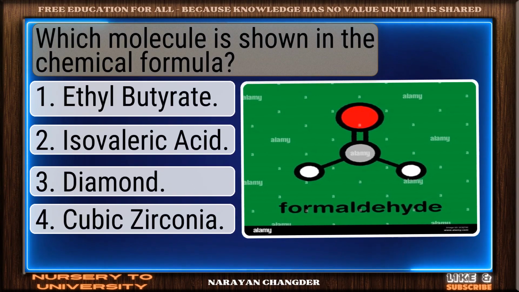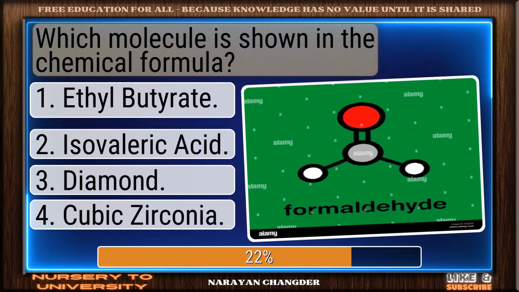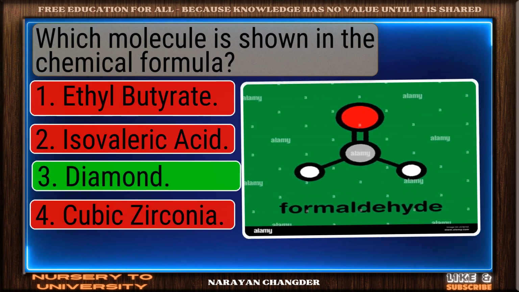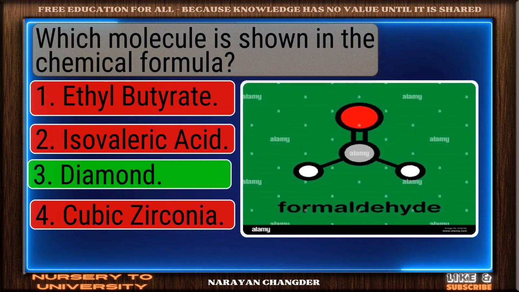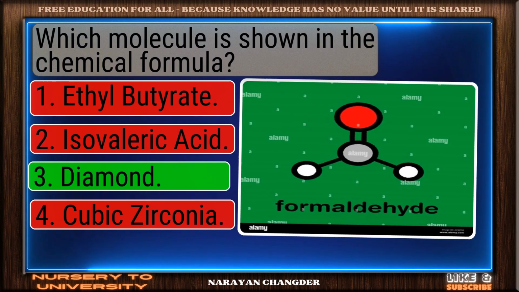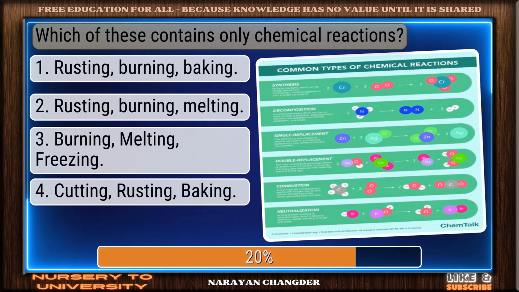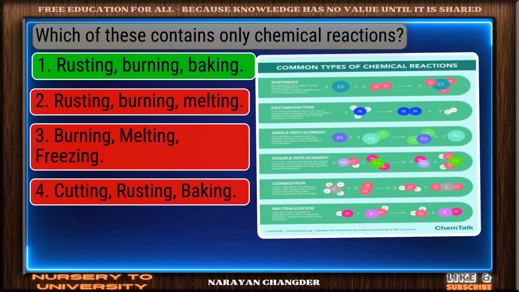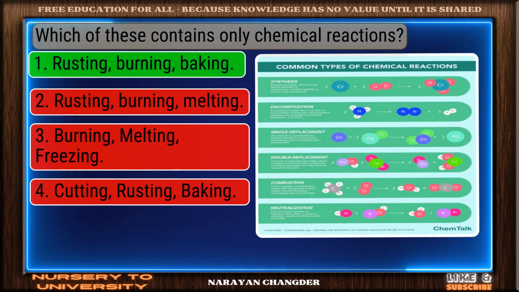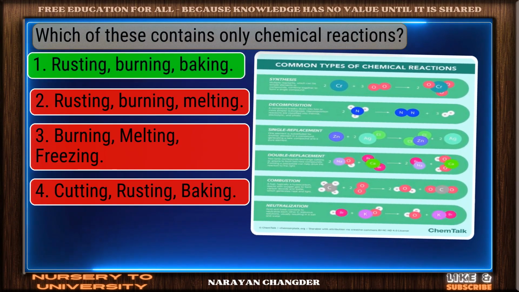Which molecule is shown in the chemical formula? Strong choice. Diamond is the right answer. Which of these contains only chemical reactions? Well done. Rusting, burning, baking is the right choice.